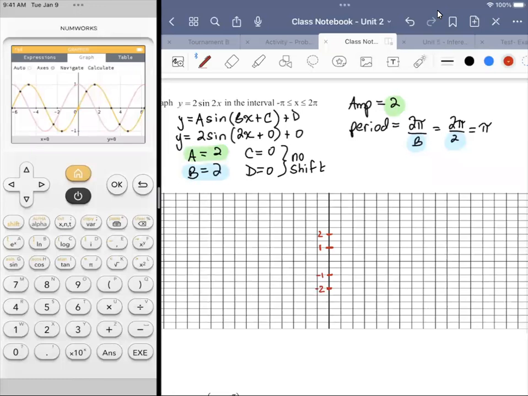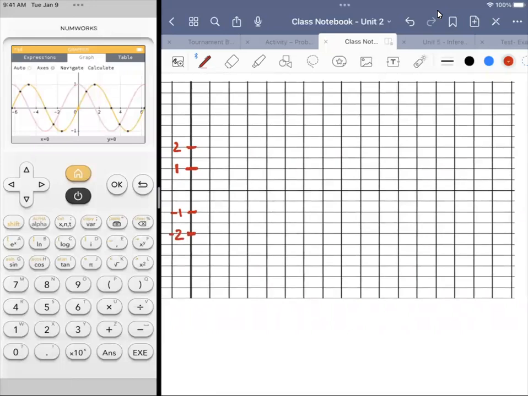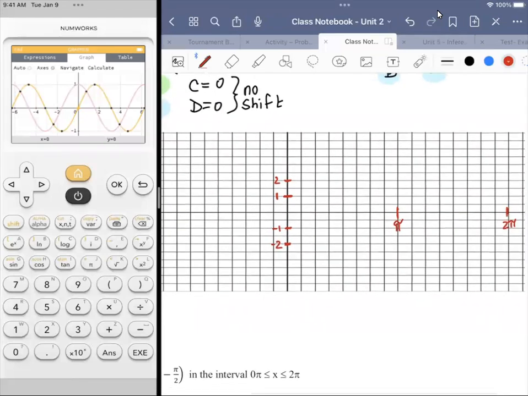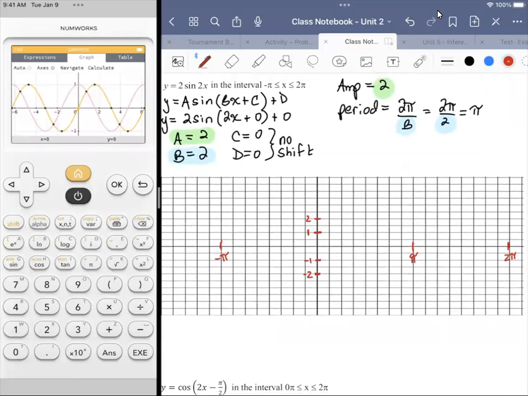I'm going to let pi be equal to 1, 2, 3, 4, 5, 6, 7, 8, 9, 10, 11, 12, 13, 14, 15, 16. I'm going to let pi be equal to 8 units. I'm going to call pi 8 units to the right. I want a nice large graph so I can see all the bits and pieces. So 1, 2, 3, 4, 5, 6, 7, 8. Here's 2 pi. And then 8 units the other way, negative pi. Now, this domain is only going from negative pi to 2 pi, so I would stop there when I go to the left.